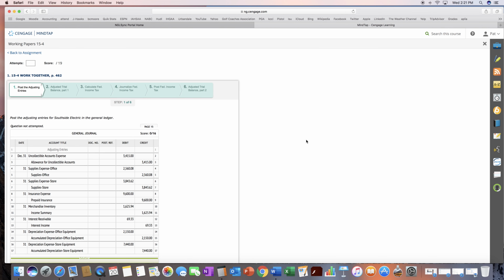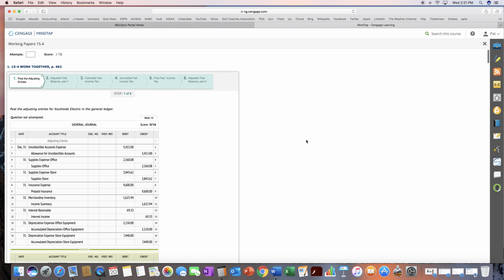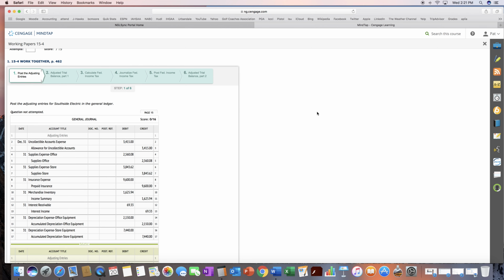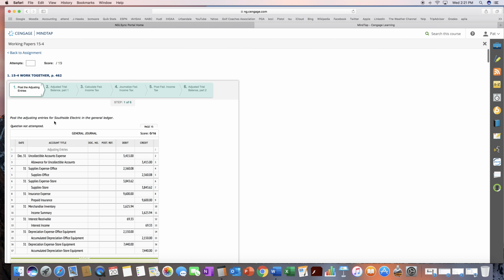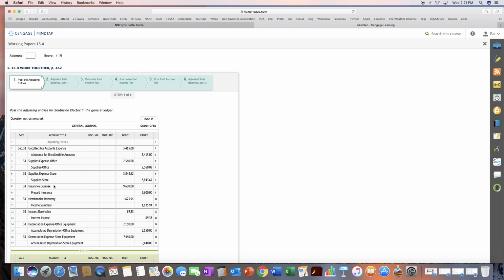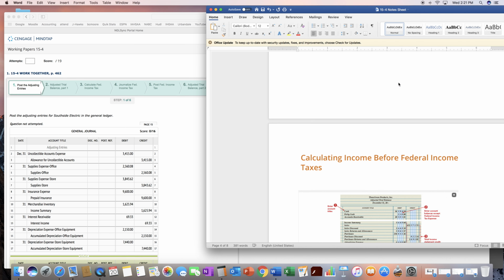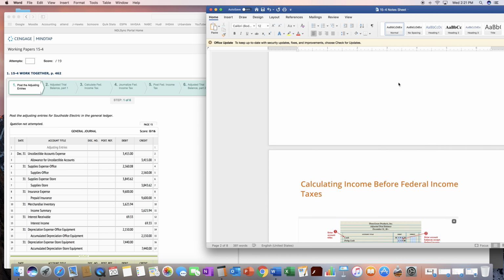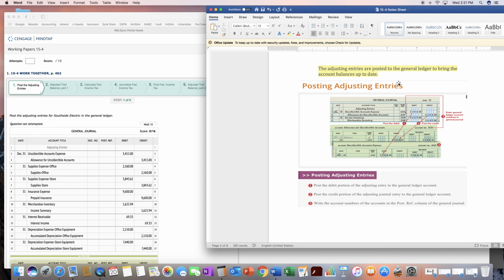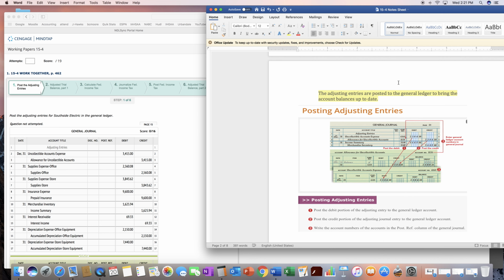All right, this is 15.4, work together. It's pretty involved, so we'll give you a couple days to do this. When you're looking at this, it says post the adjusted entries. So we have all these adjusted entries now. The one we don't have, if you remember from our notes, is federal income tax expense. And so we're trying to work at calculating this federal income tax expense.